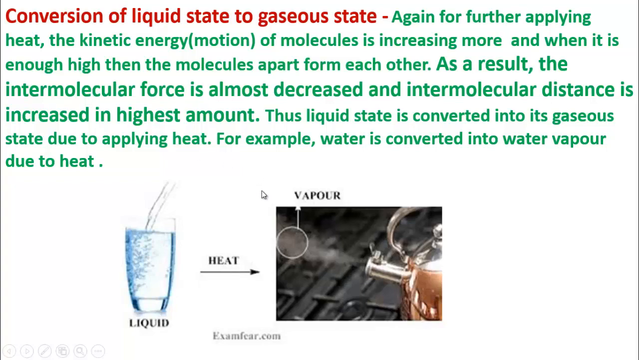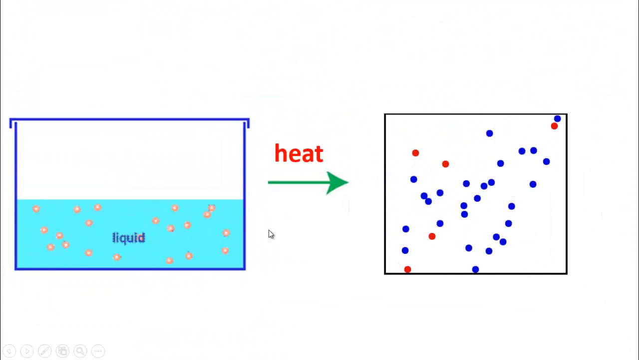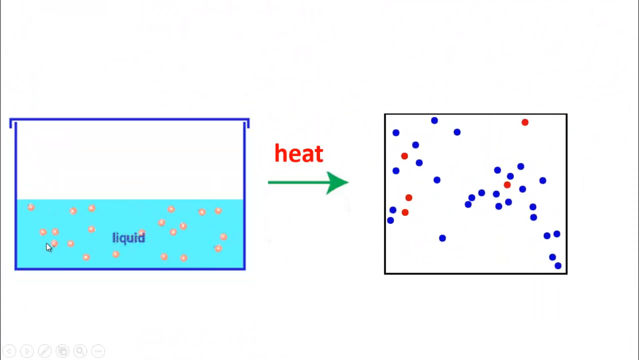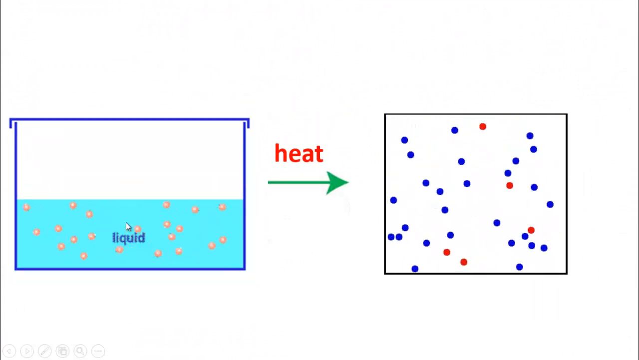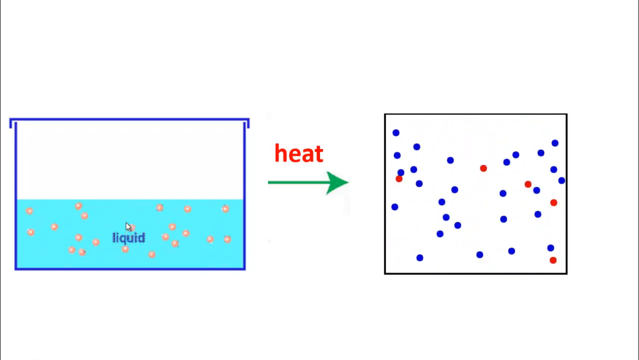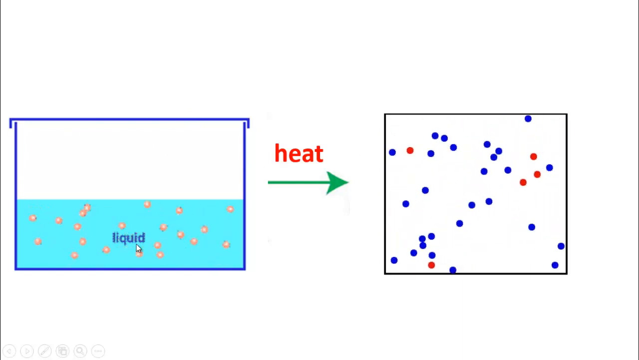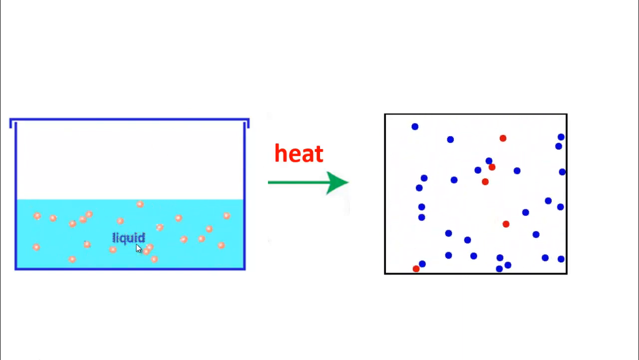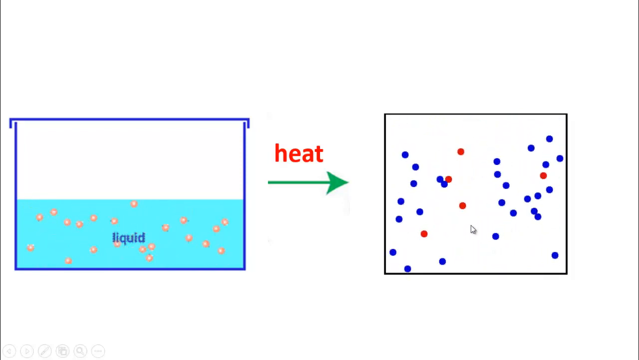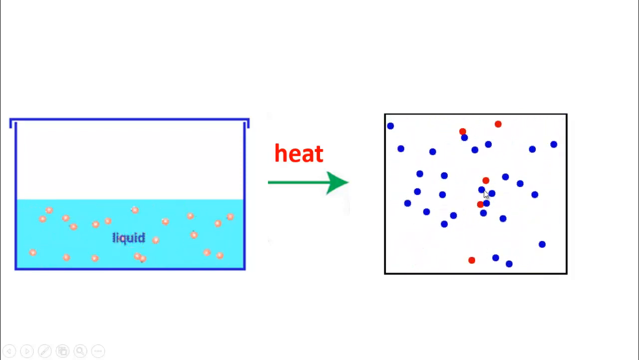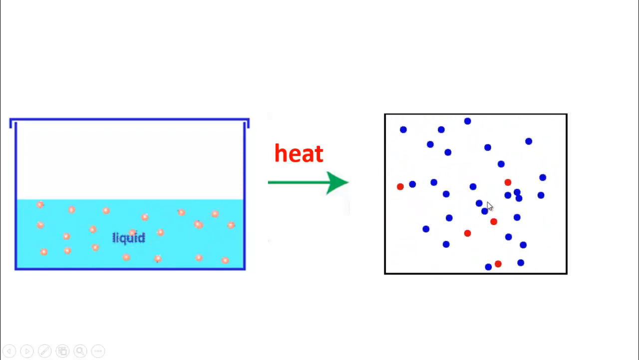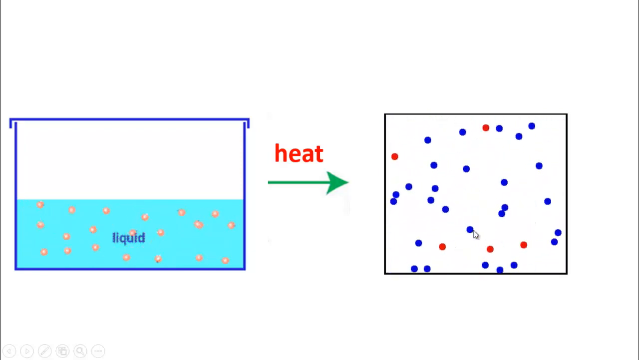So here, follow this figure, then it will be clearer to you. In liquid state, the molecules get motion and can move freely, but after applying heat, this kinetic energy, that means the movement of liquid molecules, increases so much. For this, they move apart from each other and are converted into gaseous state. In this way we convert from solid to liquid to gas.